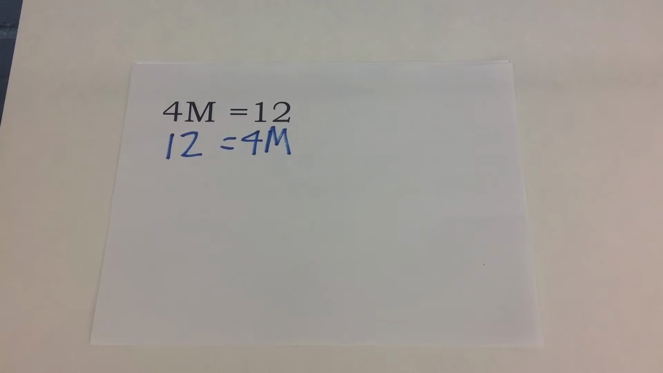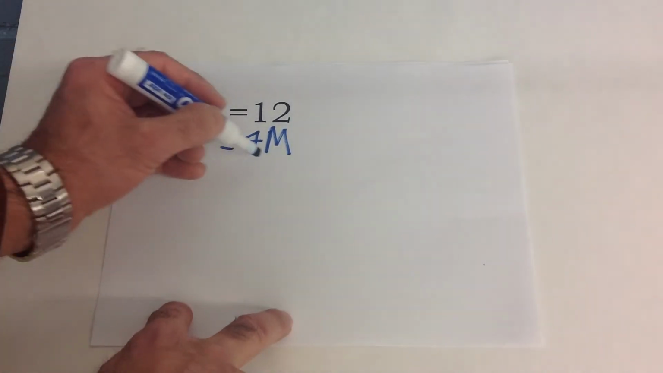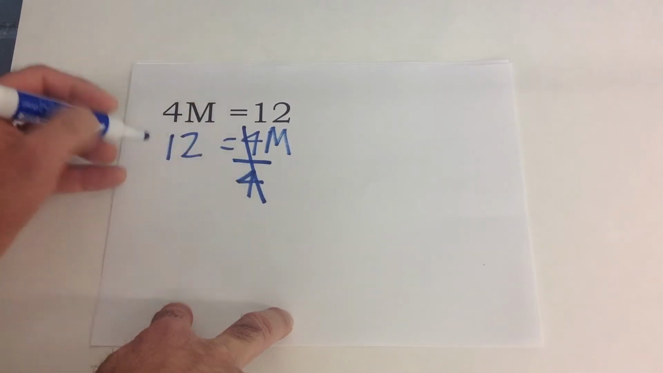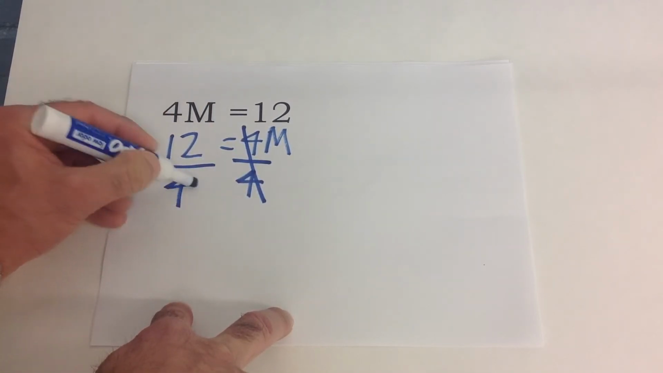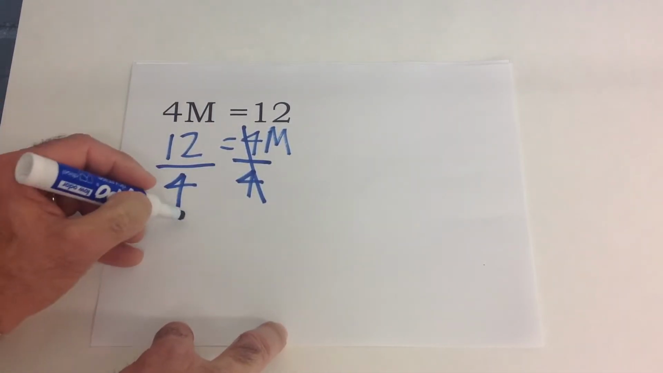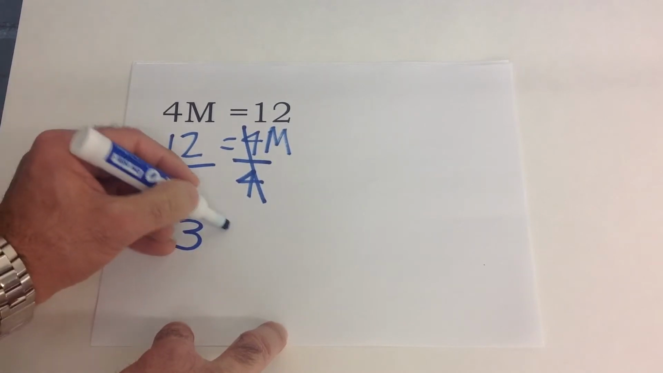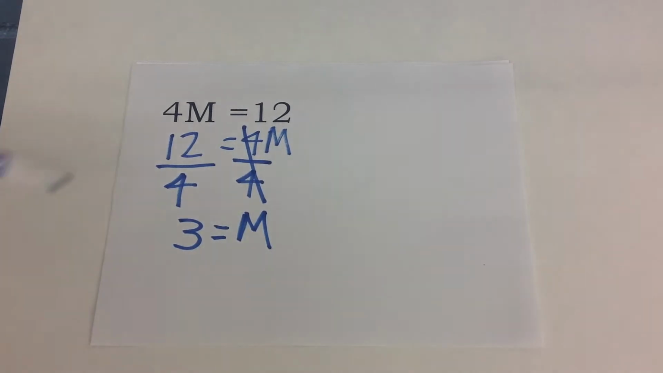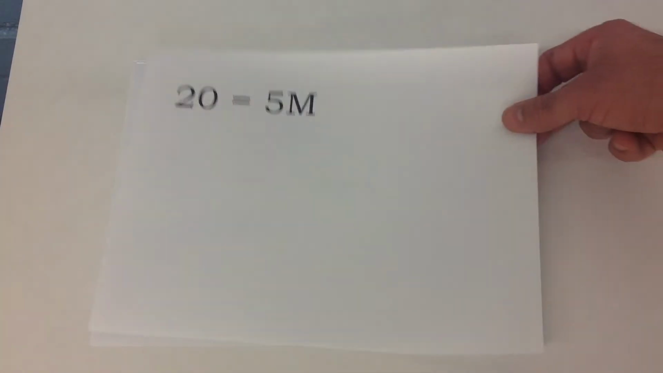So when you see something like this, we want to do the opposite operation. The opposite of multiplication is division, so they cancel out. Whatever you do to one side, you do to the other. 12 divided by 4 equals 3, and 3 is m. So remember, that's division. See if you can do this one.